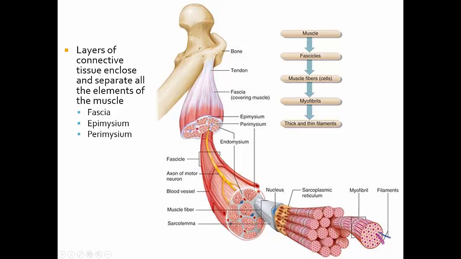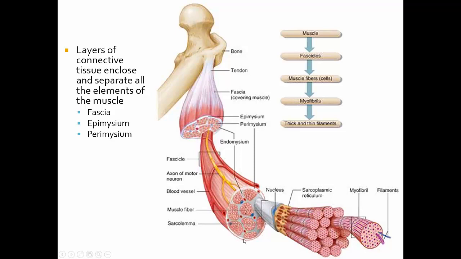The perimysium extends into the muscle and separates the muscle into separate fascicles. Okay, so here's another term. Muscle gets separated into fascicles by the perimysium. Perimysium separates the muscle fascicles. And now they've extended one fascicle out. Okay, so you can see you've got blood vessels here and a motor neuron.